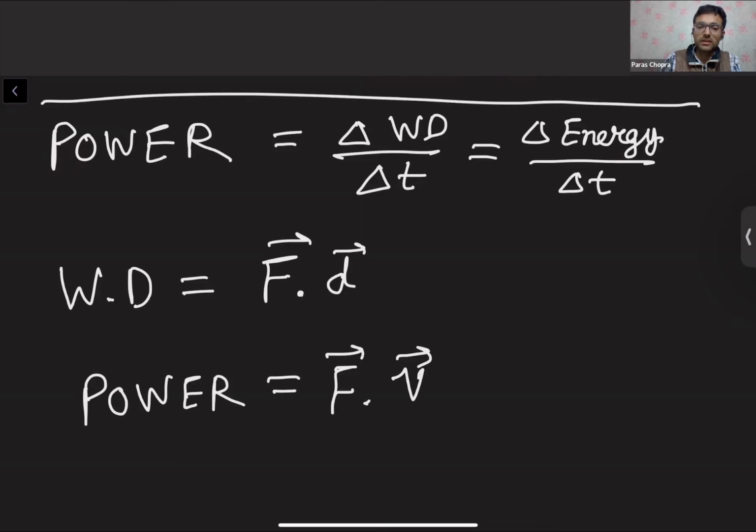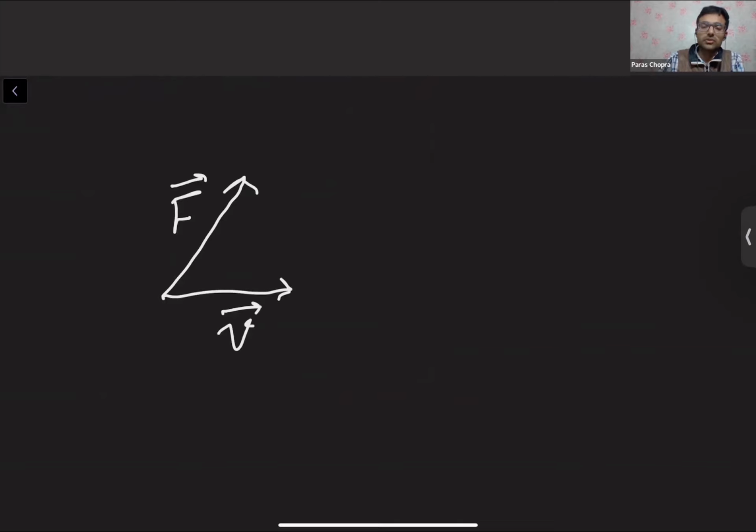Because force is a constant, and when you take the derivative with respect to time, the derivative of displacement becomes velocity. So this can also be written as F V cos theta, where theta is the angle between force and displacement or the force and velocity. So again, if the force is in this direction and the velocity is horizontal, then the power dissipation of this object will be F times V times cos theta.